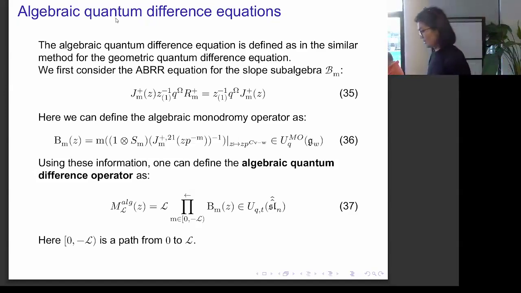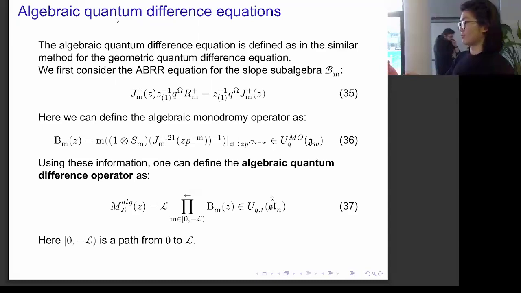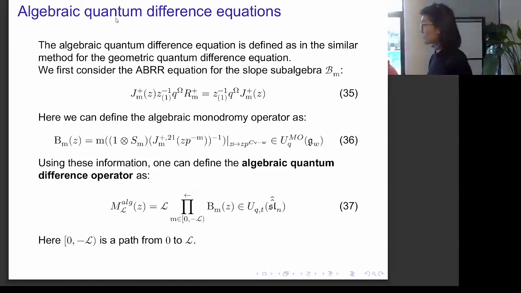So what does it mean? It means that this is not the ordered product that we expected, because we usually require that this should be locally finite. But fortunately, if you use this operator acting on some equivariant K-theory of the quiver varieties, this product will be reduced to a finite product. So in this sense, this is well defined over the representation space.